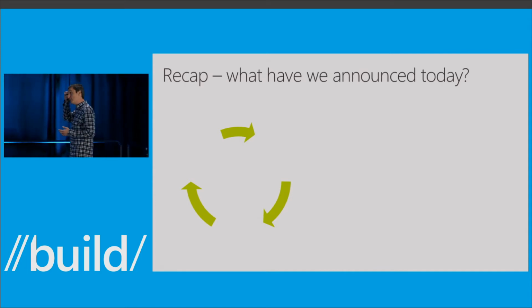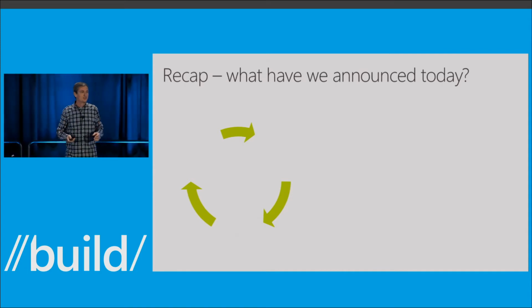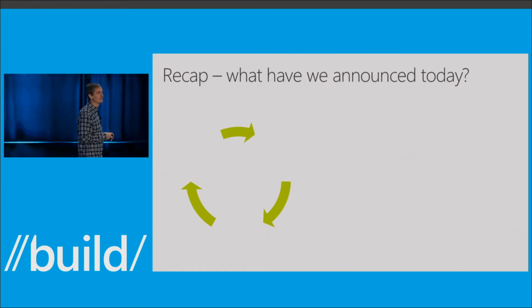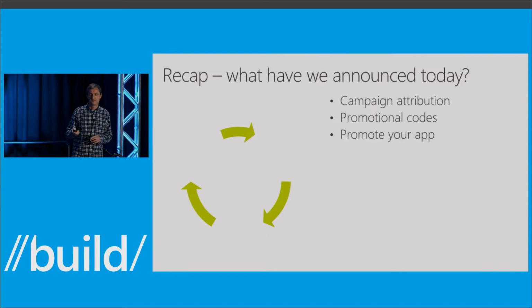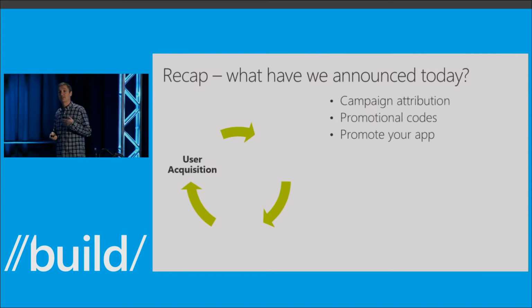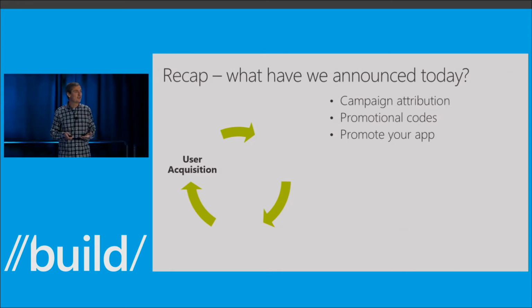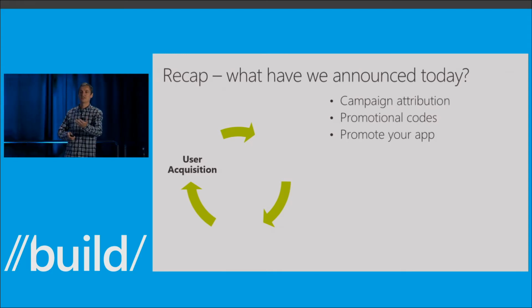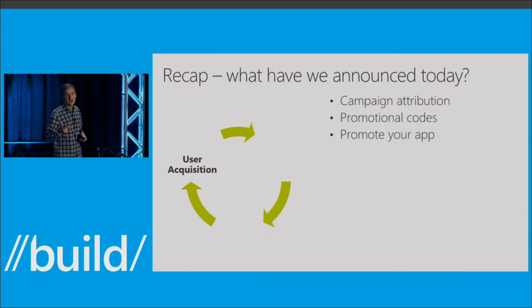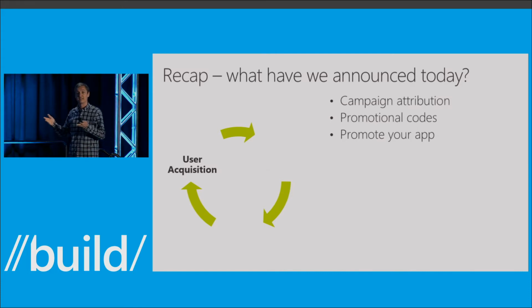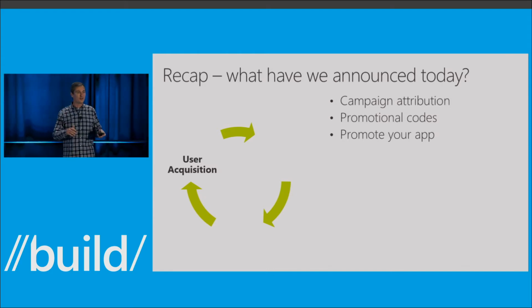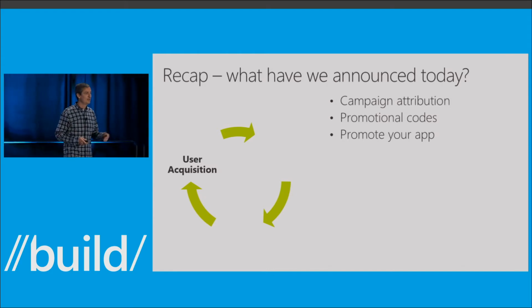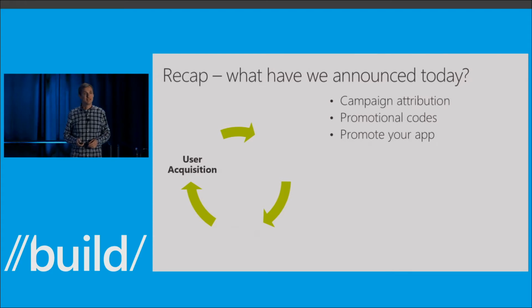Okay, so we've talked about many things today, and I just wanted to take 1 minute to recap and summarize all the improvements that we're making for you to make more money. We've introduced campaign attribution, so you can measure the effectiveness of all your different user acquisition strategies. We've introduced promotional codes so that you can offer your apps and IAP items for free to a select set of users. We're surfacing in Dev Center Promote Your App so that you can easily book paid or free app install ad campaigns.